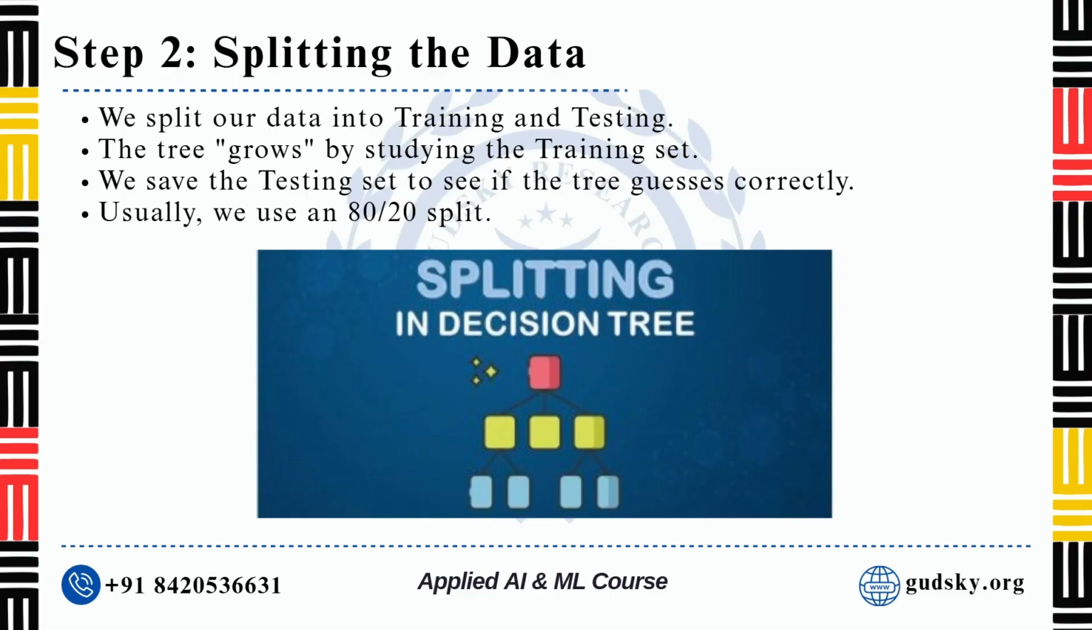We never test a model on the same data it studied. That would be like giving a student the exact same questions from the practice exam on the final test. We split our data 80% for the tree to learn from and 20% to test its real world intelligence. So this is time for splitting our dataset in the ratio of 8 to 2, the 80% for the training purpose and the 20% data for the testing purpose. Let's move back to our coding part and split the dataset.